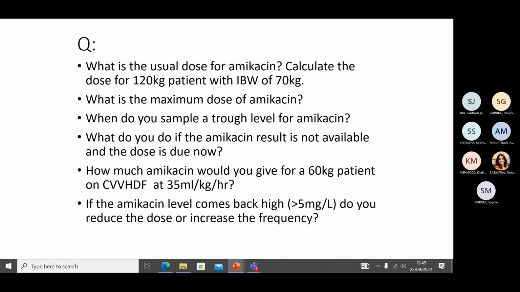You can also take a peak level, which is 1 hour post-giving, and that will tell you if you've reached the peak or not.